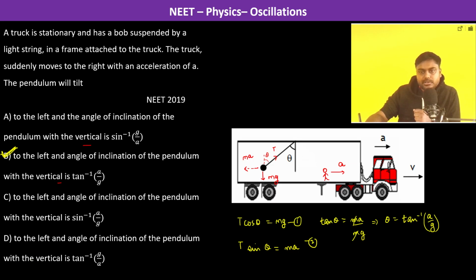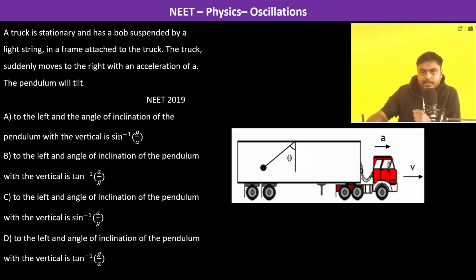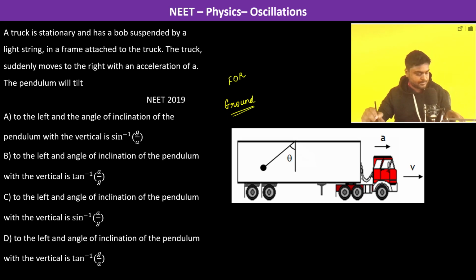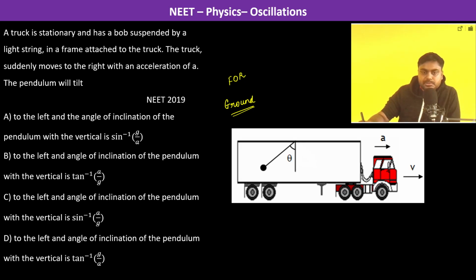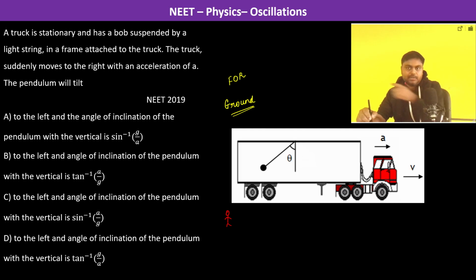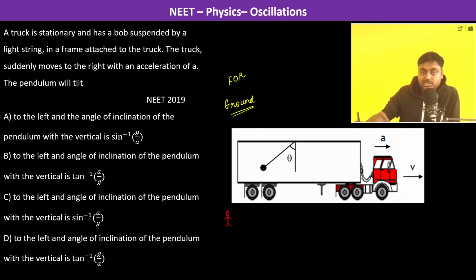So this is from the truck frame of reference. Now let us do with the ground as the frame of reference. So for ground frame of reference, the observer on the ground, what will he be seeing? He'll be seeing that the bob is not moving in the y direction, but the bob is moving in the positive x direction with an acceleration a.